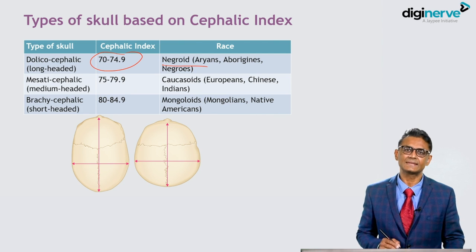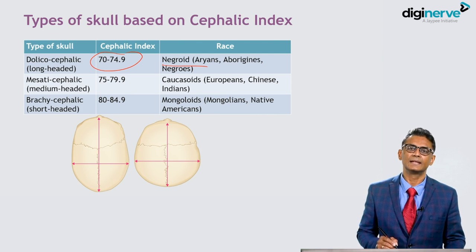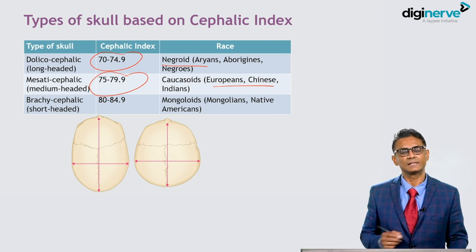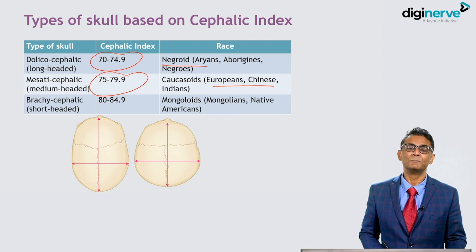Next we have the mesocephalic or the medium-headed. Here the cephalic index is 75 to 79.9. Races that are included are the Caucasoids. Here we have the European, Chinese as well as the Indians, the Caucasoids. The third one is the brachycephalic or the short-headed.